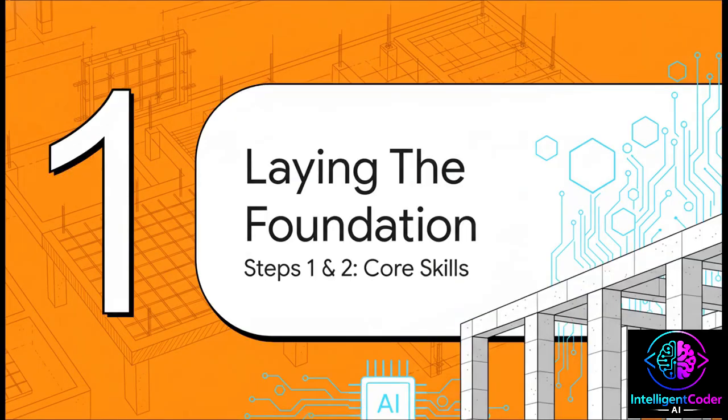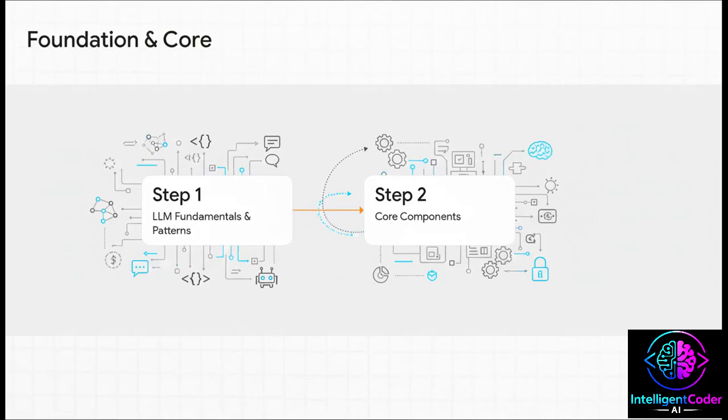All right, first things first, we've got to lay the foundation. These first couple of steps are non-negotiable. Seriously, it's like building a house. If you skimp on the foundation, the whole thing is going to come crashing down later. You just can't skip this part. So step 1 is really about getting the fundamentals down. Like, how do you even talk to an LLM effectively? What are the basic patterns that make these agents tick? Then, once we've got that, step 2 is all about adding the pieces that make your agent actually smart and useful.